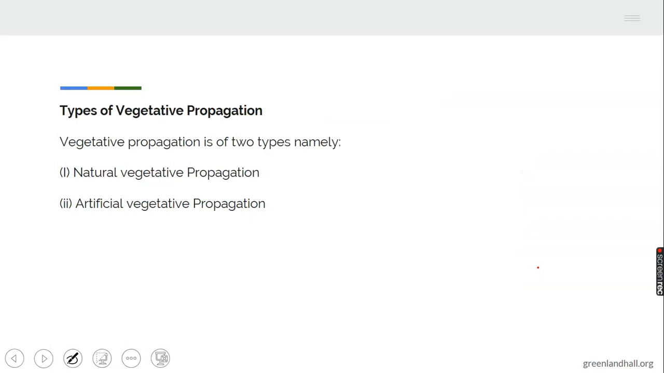Another type of reproduction that we didn't discuss earlier is vegetative propagation. Vegetative propagation is a form of asexual reproduction, and it is of two types. We have the natural vegetative propagation, and we have the artificial vegetative propagation.